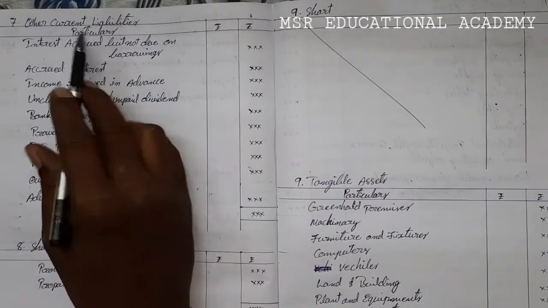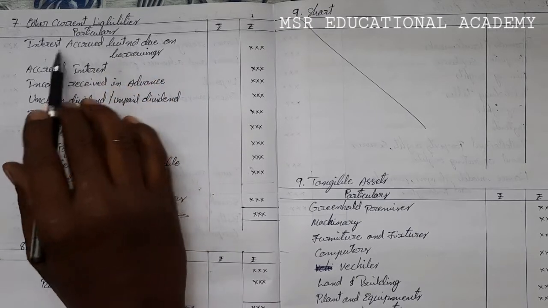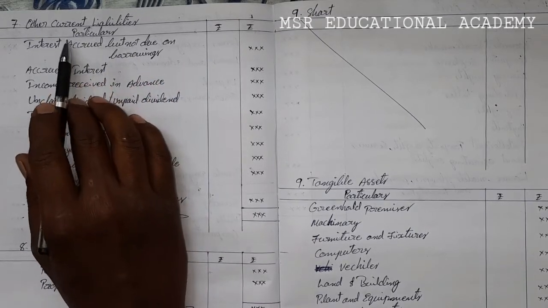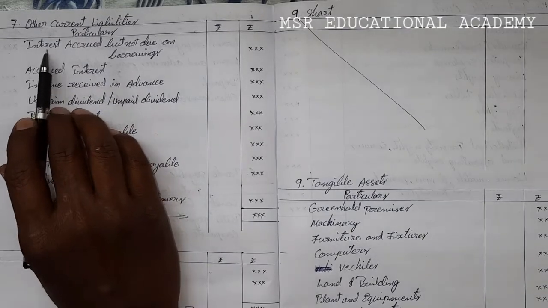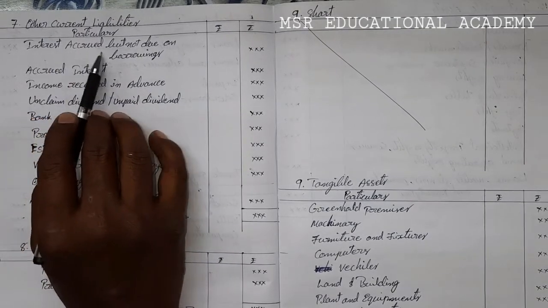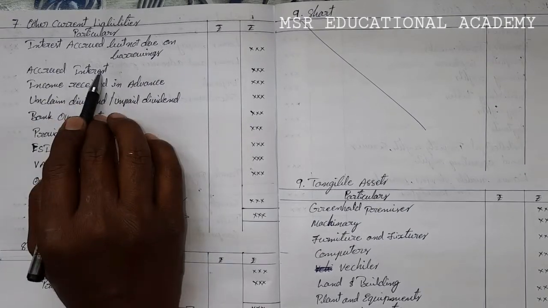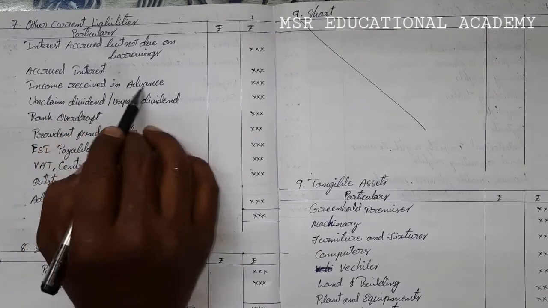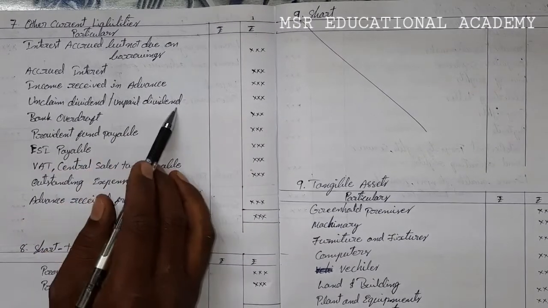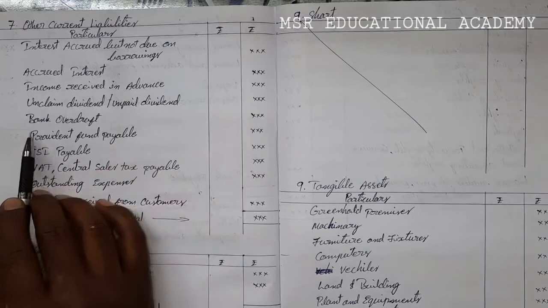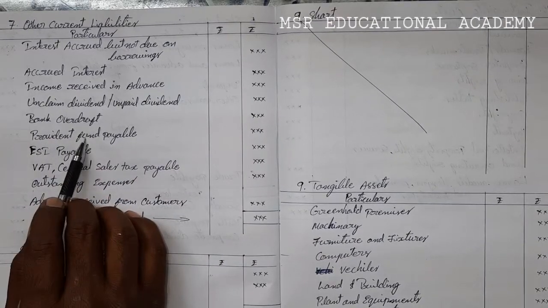And next one, other current liabilities. Under other current liabilities, all liabilities other than the above current liabilities come under this head. That is, interest accrued but not due on borrowings, accrued interest, income received in advance, unclaimed dividend or unpaid dividend by the company, bank overdraft, provident fund payable.